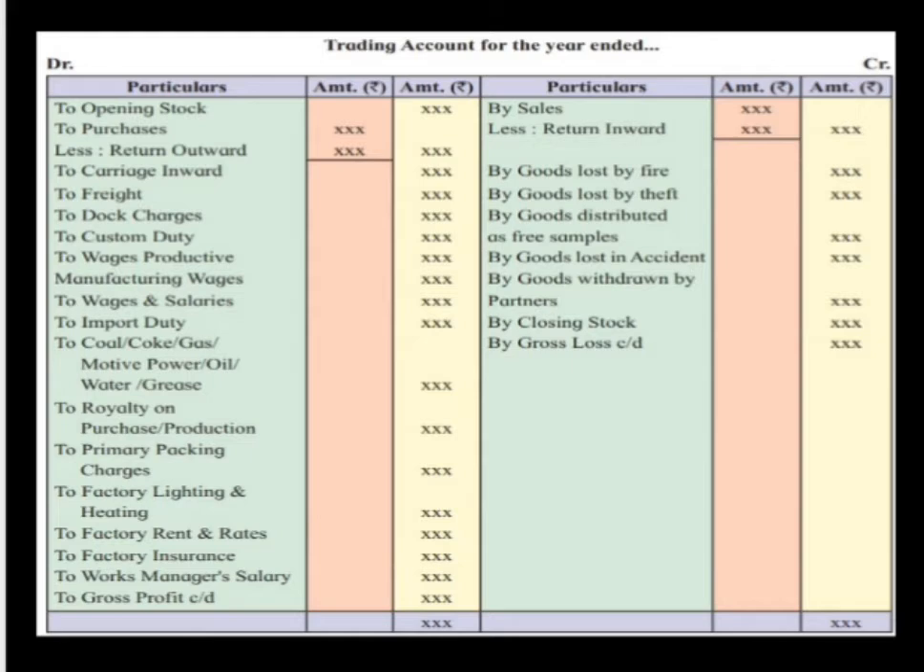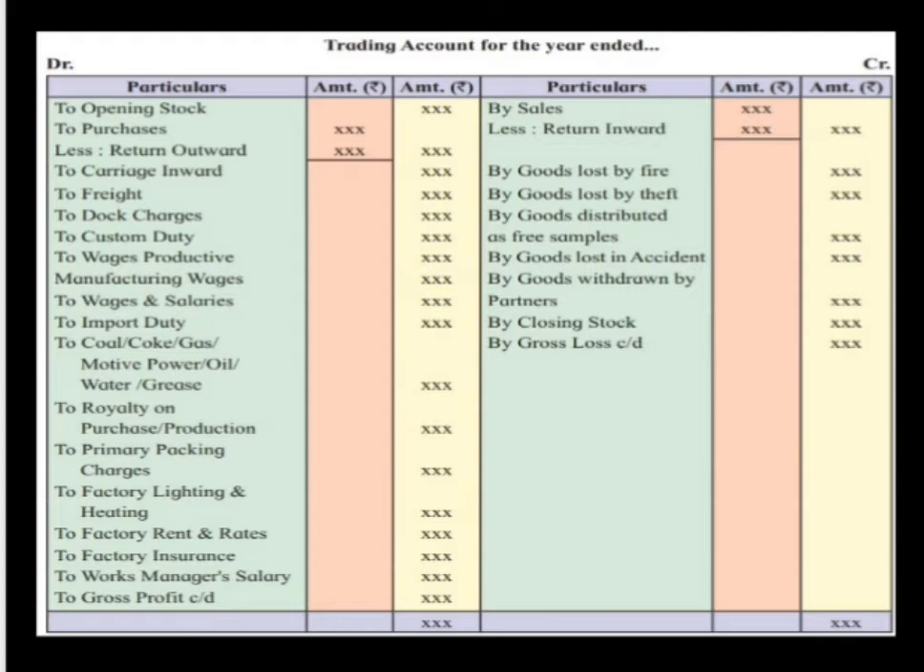And then, if the debit side is more, we get the gross loss, and if the credit side, meaning the income side, is more, then obviously we get the gross profit, and that has to be written on the debit side as gross profit carried down. Is that clear?